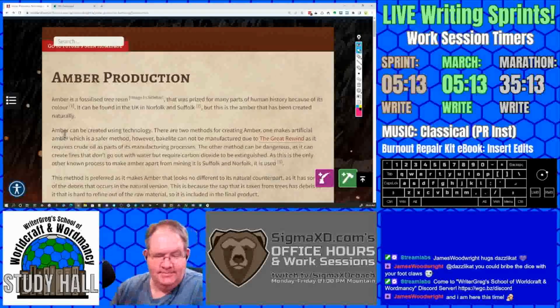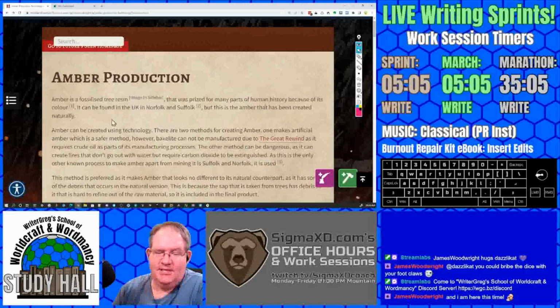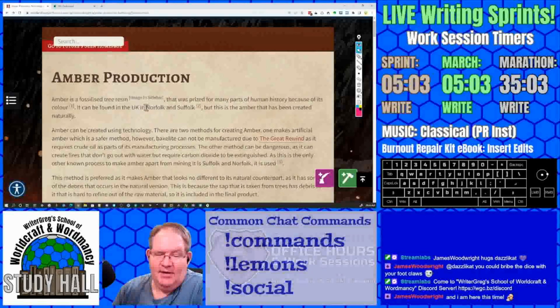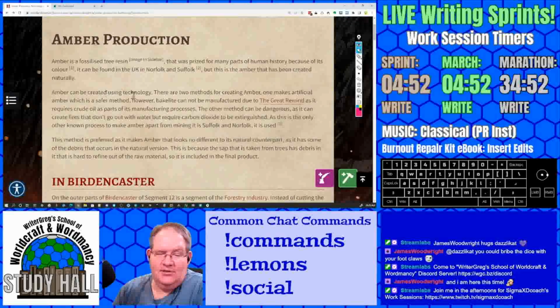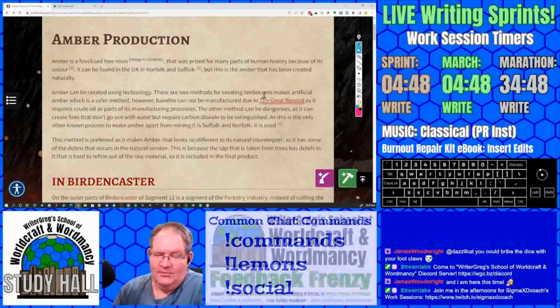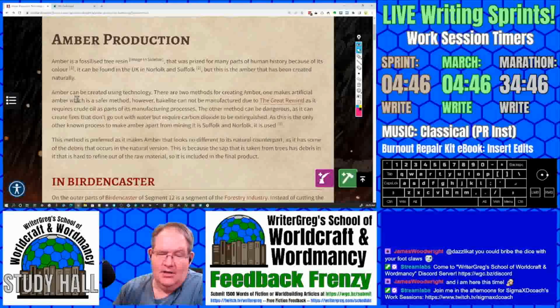Amber production. Amber is a fossilized tree resin that was prized for many parts of human history because of its color. It can be found in the UK in Norfolk and Suffolk. But this is the amber that has been created naturally. Amber can be created using technology. There are two methods for creating amber. One makes artificial amber, which is a safer method, however.